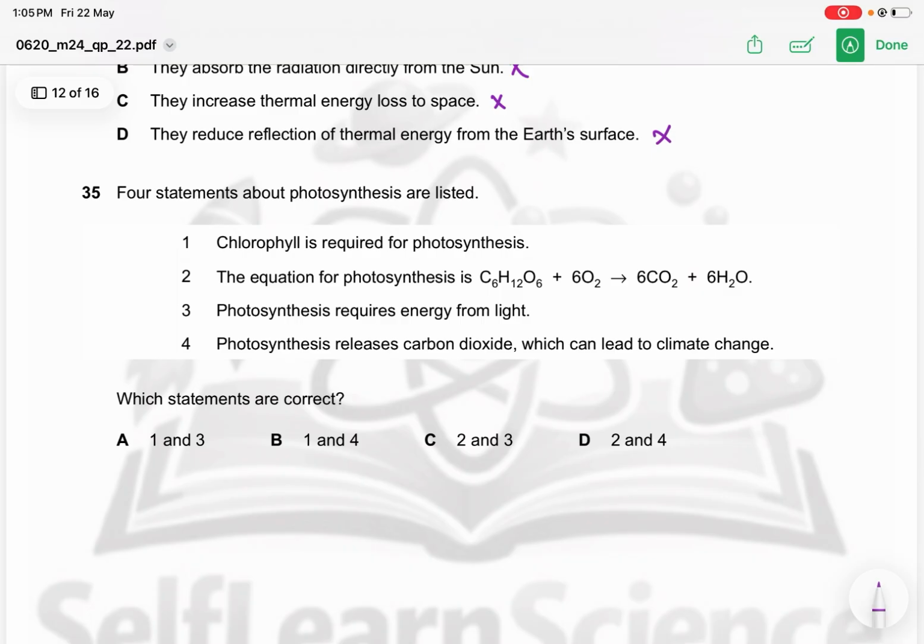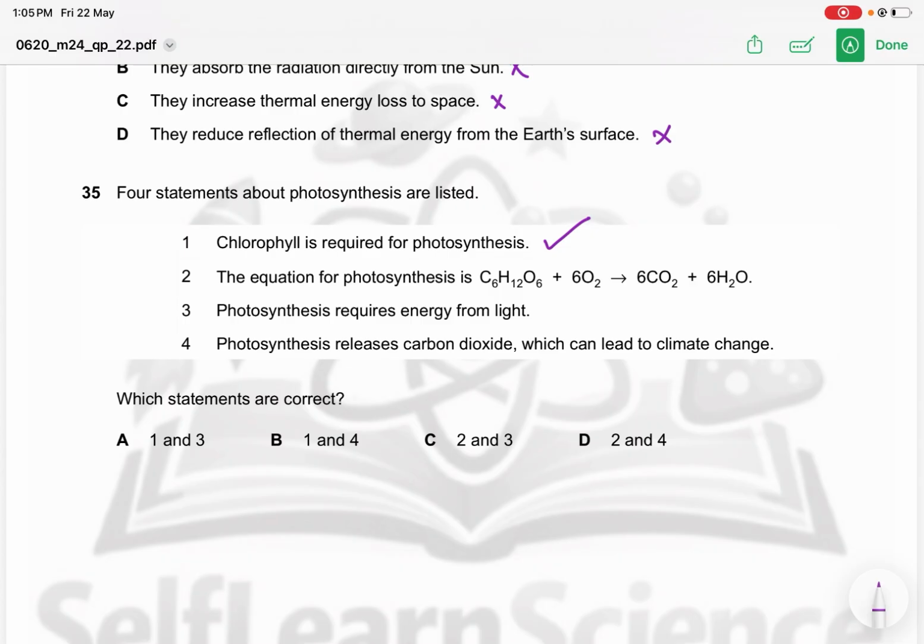Next, 35. Four statements about photosynthesis are listed. Chlorophyll is required for photosynthesis. Yeah, that is correct. Equation for photosynthesis is C6H12O6 plus 6 oxygen giving us CO2 plus 6H2O. So this is the wrong equation. Glucose is the product which is being formed, so it should be reverse. It should be 6CO2 plus 6H2O giving us glucose and oxygen.